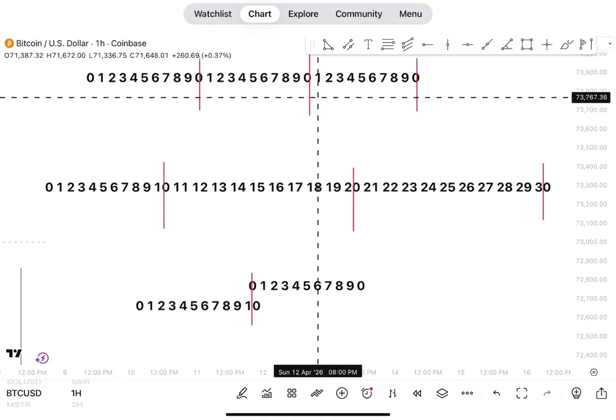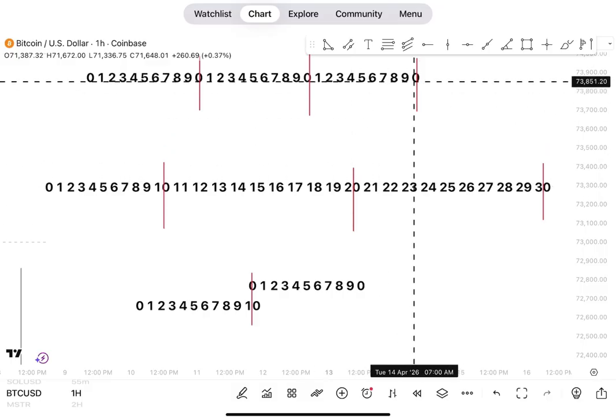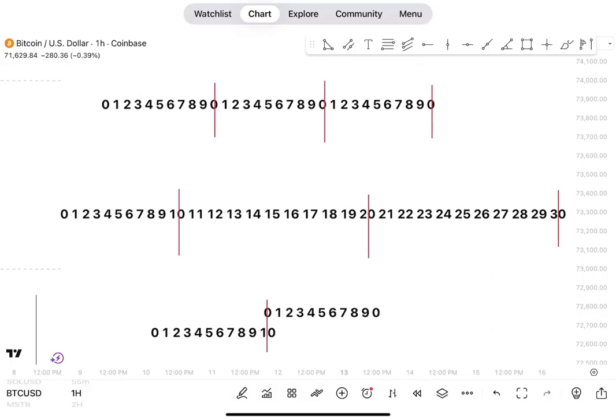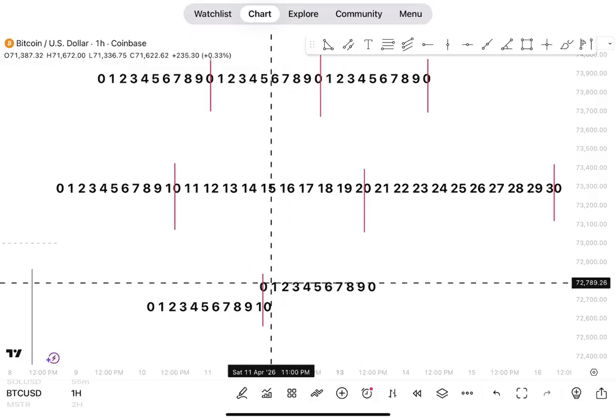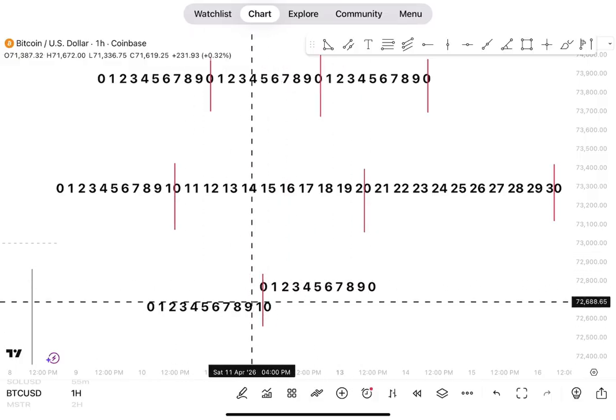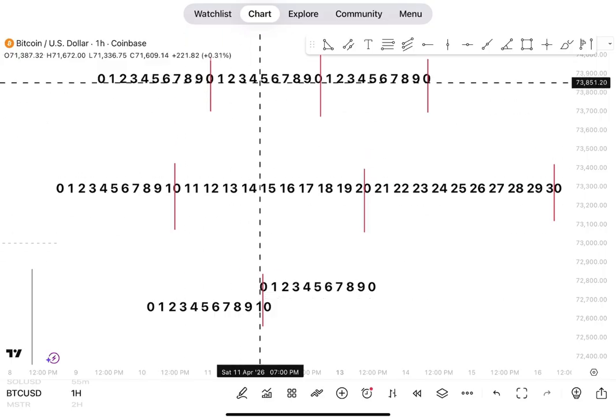0 and 10, 0 and 20, 0 and 30. It's all the same. So if we stack them like this, just to give you a visual perspective, this right here is the same thing. And then we are repeating this sequence up here.